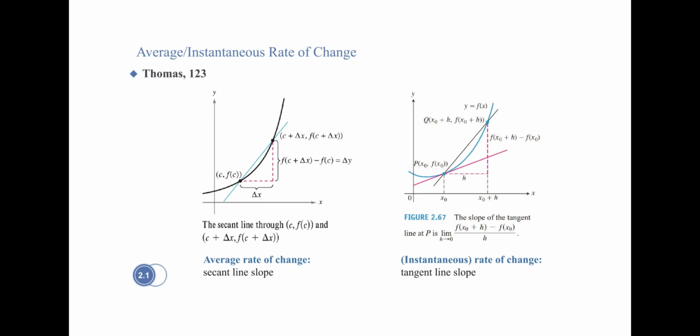Here we have average rate of change and instantaneous rate of change. On the left, the secant line goes through 2 points. Its slope is delta y over delta x. This is the average rate of change. On the right, the point Q moves closer to P. The distance between them is h. As h approaches 0, the secant line approaches the tangent line. So the instantaneous rate of change is the slope at one exact point. This is what the derivative measures. Average rate of change, secant line slope. Instantaneous rate of change, tangent line slope.